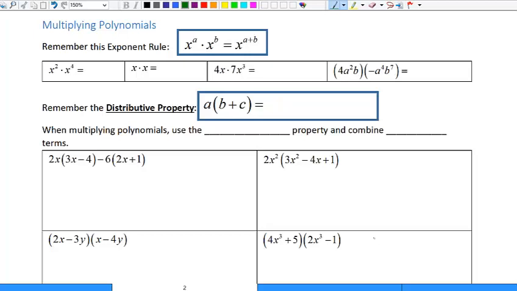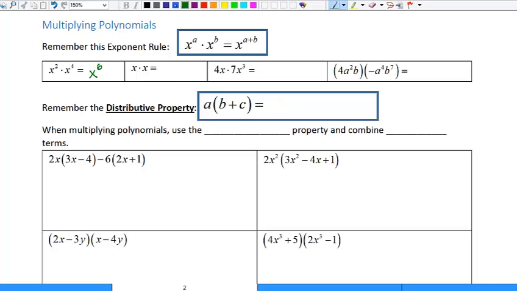Next we will talk about multiplying polynomials. Remember this exponent rule: x to the a times x to the b is equal to x to the a plus b. So if I have x squared times x to the fourth, notice the variable x has to be the same and the variable x stays the same in the rule. In the rule we have the exponents adding, so 2 plus 4 gets me 6. So x squared times x to the 4 is x to the 6.